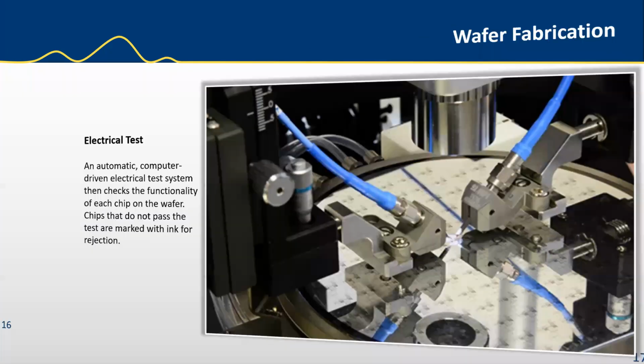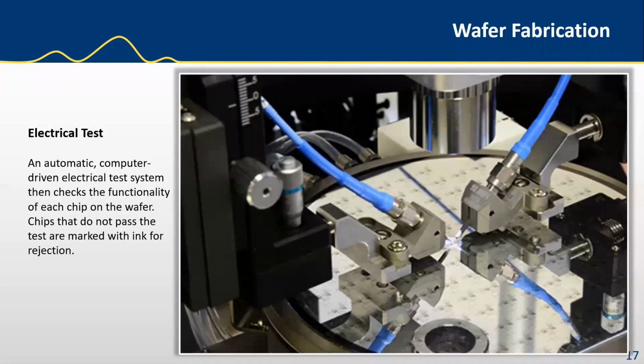Next, we move on to the electrical testing. In situ, automated testing checks the functionality of each chip on the wafer. Chips that do not pass are marked for rejection. So only the viable chips are used and moved on to the next stage. There are many forms of electrical testing. Here we see an automated version testing electrical properties on the wafer. Individual circuits on the wafer are also tested and marked good or bad.